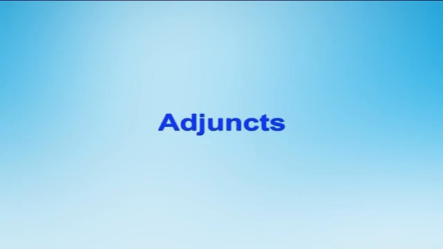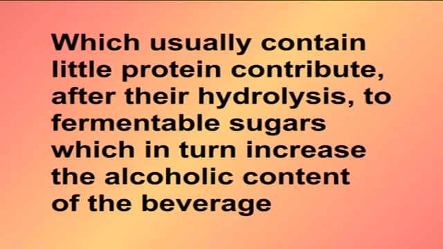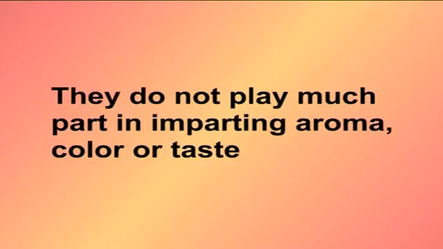Next raw material, adjuncts. Adjuncts are starchy materials which were originally introduced. Starchy adjuncts, which usually contain little protein, contribute after their hydrolysis to fermentable sugars, which in turn increase the alcoholic content of the beverage. Adjuncts thus help bring down the cost of brewing because they are much cheaper than malt. They do not play much part in imparting aroma, color, and taste.